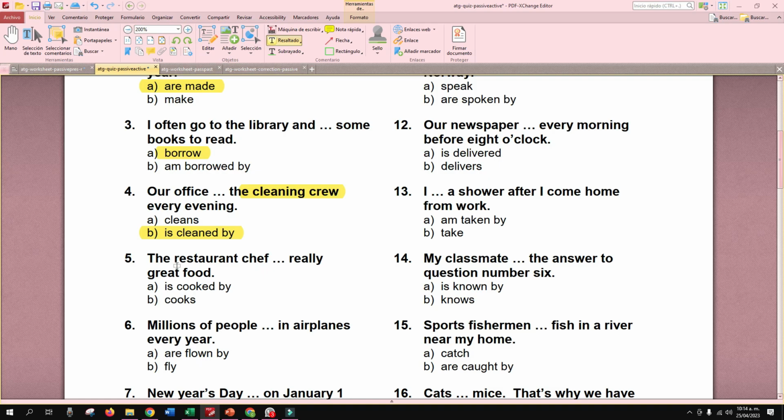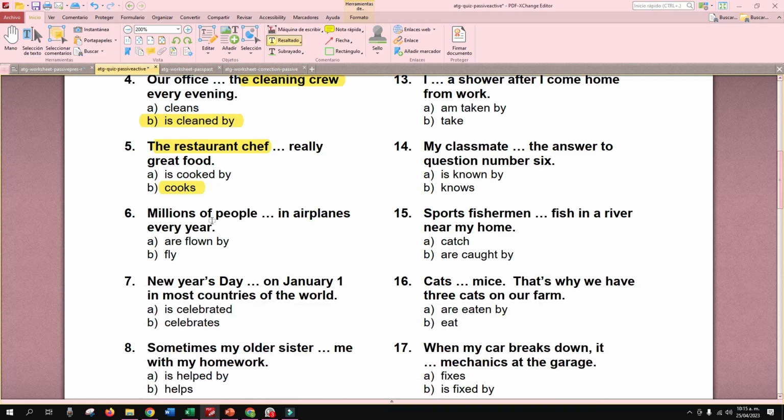What about 5? The restaurant chef really great food. Is cooked by or cooks? What's the subject? Cooks, right? So the restaurant chef cooks really great food. Perfect. Millions of people in airplanes every year are flown by or fly.